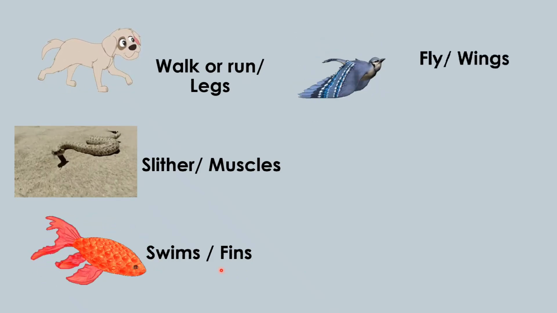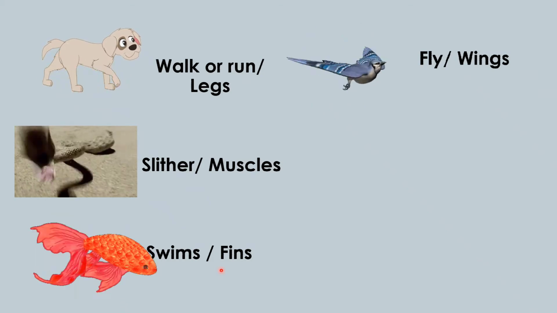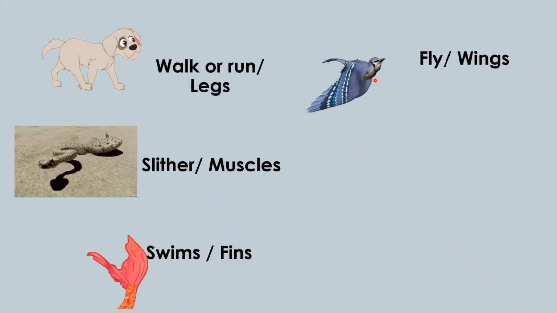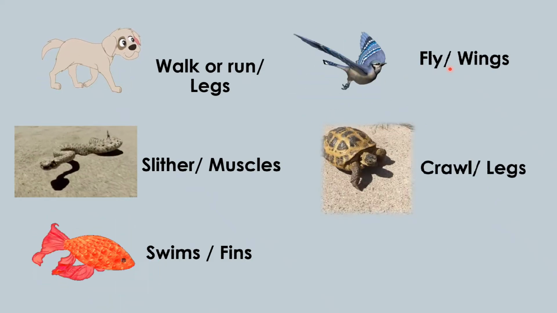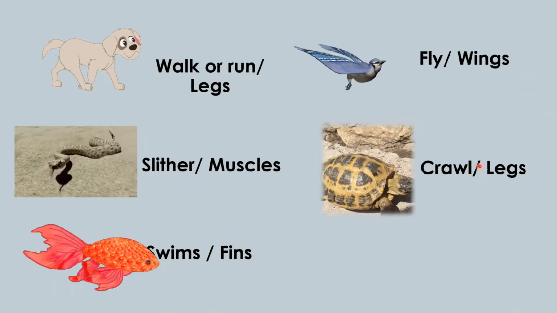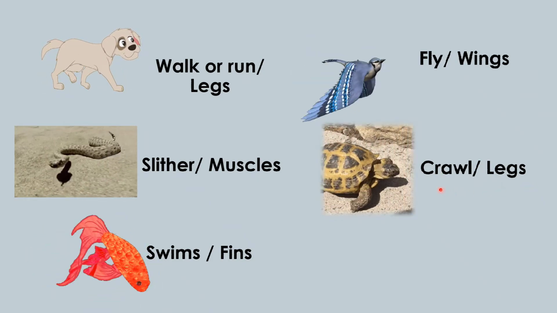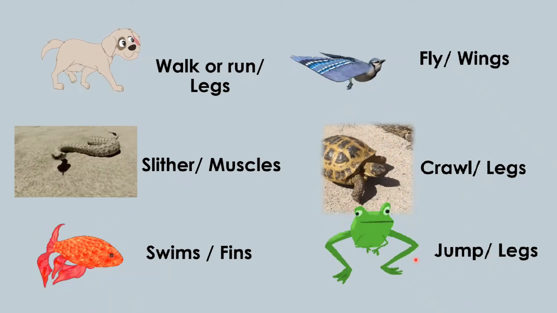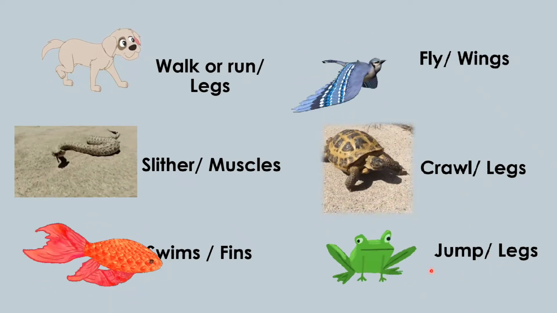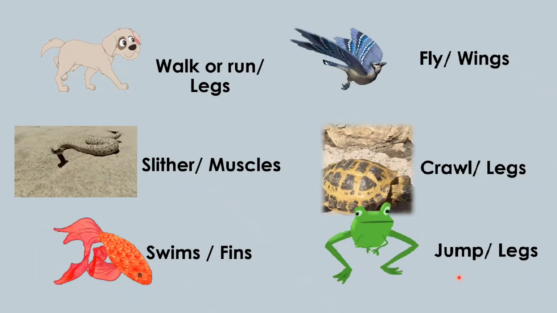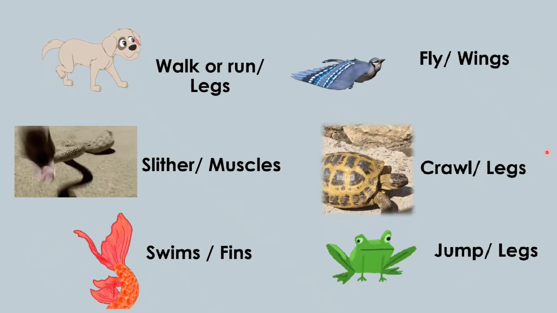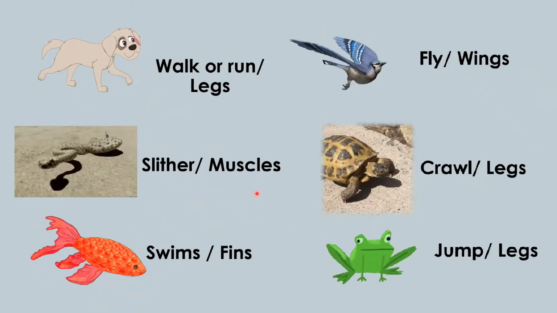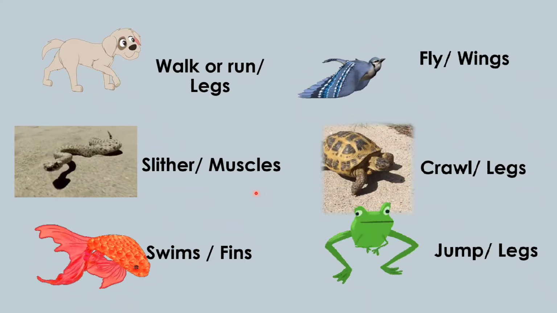We have also the birds. Birds use their wings to fly. We have also turtle. They use their legs to crawl. And lastly, we have frog. Frog use their legs to jump. So again, these are the animals' different movement. They use their different body parts for them to move.